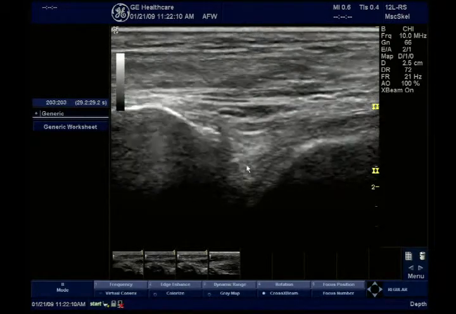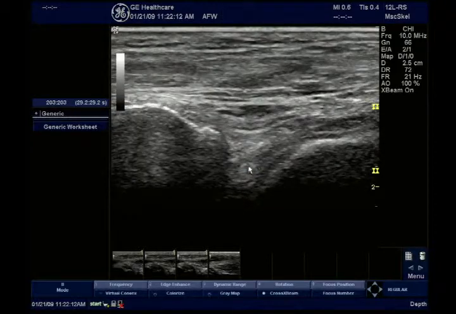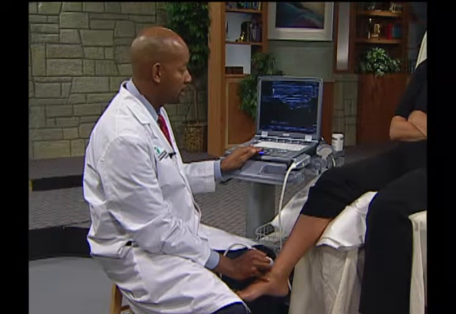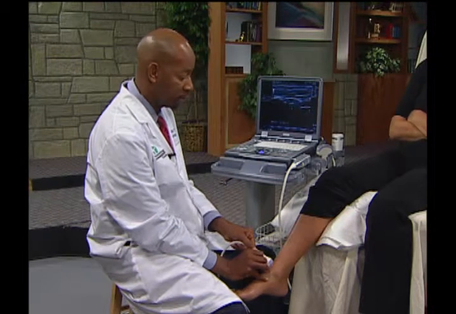And between the joint, the tibiotalar joint, there is a recess, and this is a site where you might see fluid accumulation in patients who have inflammatory arthritis, or in some cases, in patients who have things like gout. So that is the anterior longitudinal scan.